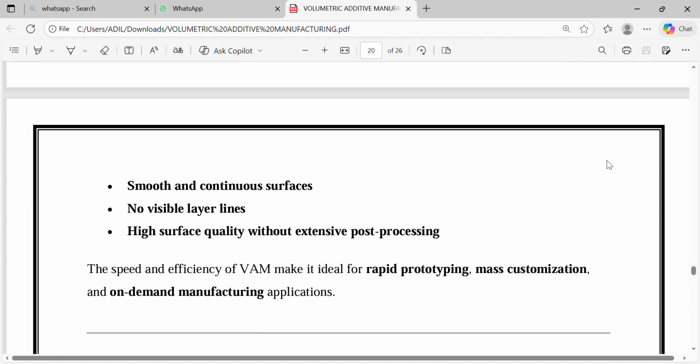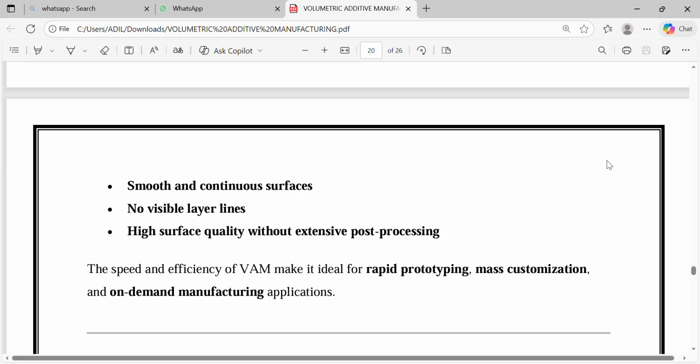It leads to smooth and continuous surfaces, no visible layers, high surface quality without extensive post-processing. This speed and efficiency of the VAM make it ideal for rapid prototyping, mass customization, and on-demand manufacturing applications. Rapid prototyping uses VAM for fast iteration, complex geometries, and customization.